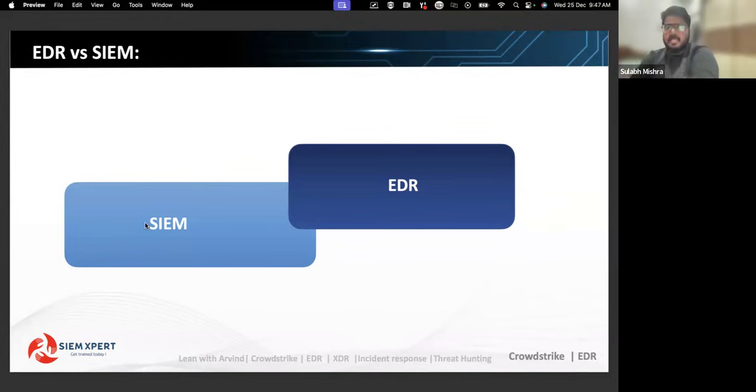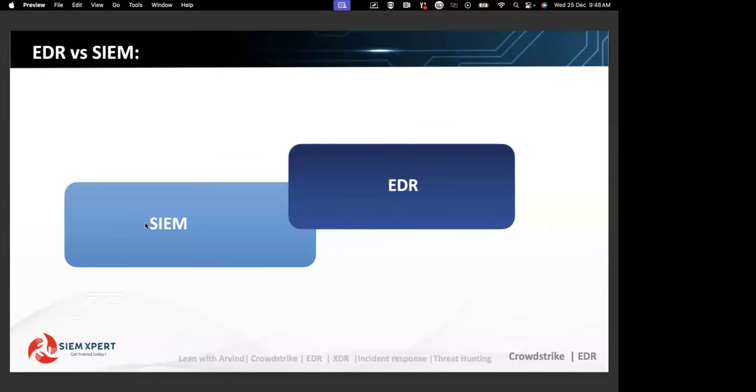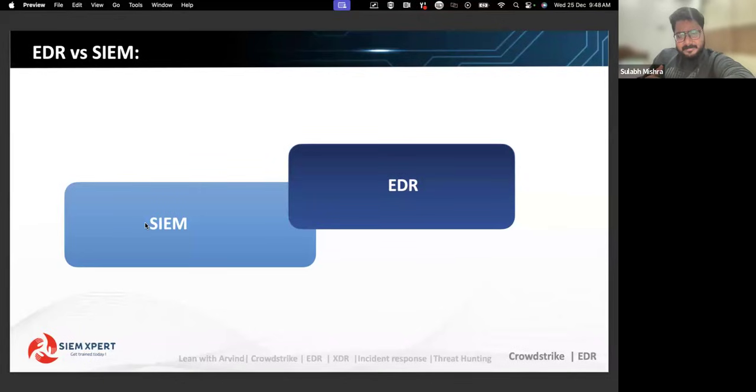Most of the questions I get after the workshops, or at the end of the workshop, are: EDR is capable of doing everything, so do we still need SIEM in our organization? What would be your call? Yes, we need it. The reason being, for analysis purposes, we need SIEM.